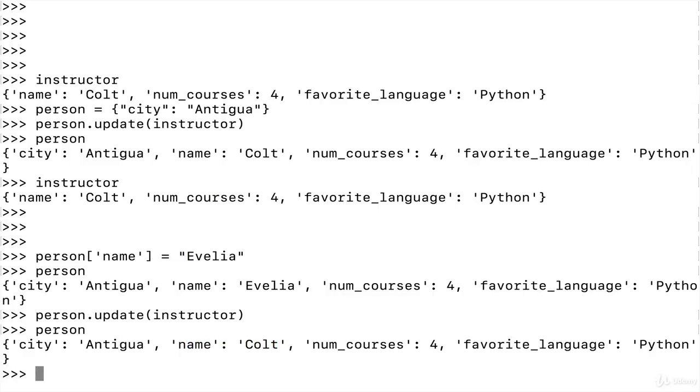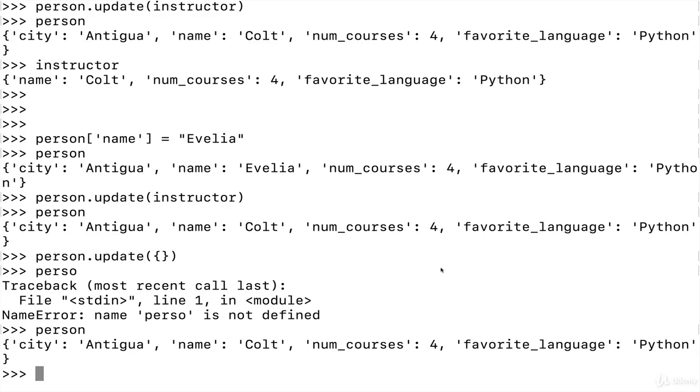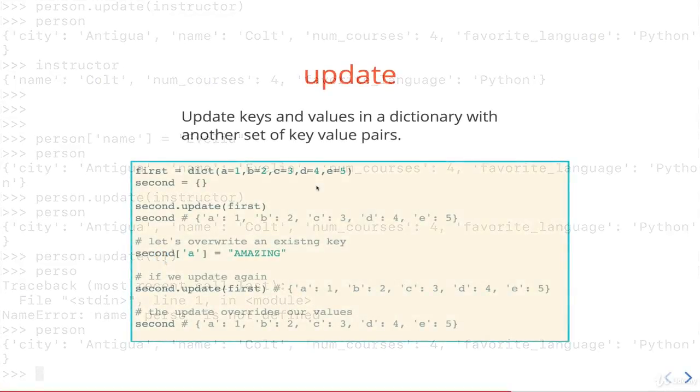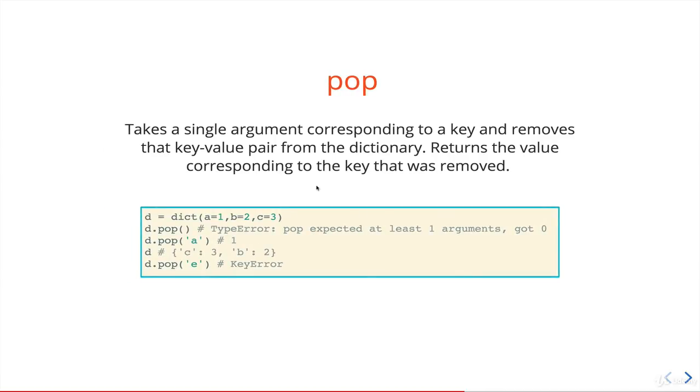And last note about it, if I try to do person.update and I give an empty dictionary, and I look at person, whoops, it doesn't do anything. So it's not going to remove things. It's only going to be additive or updative. It's going to edit the properties and overwrite them, but it won't remove them if we pass in an empty dictionary or something that contains fewer properties. Okay, so that's update. We also saw pop item to get rid of a random key value in a dictionary, and pop, which forces us to specify what we want to remove by giving a key. And that wraps up these 2 videos on dictionary methods.